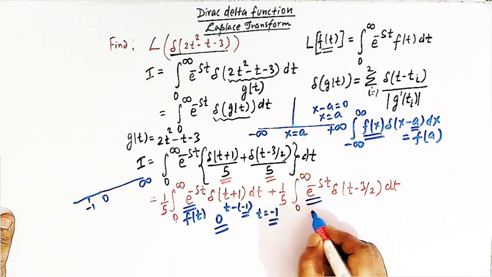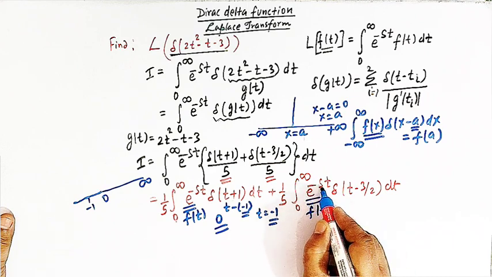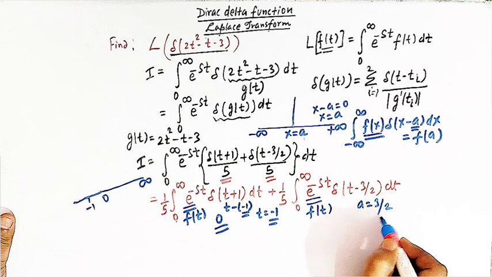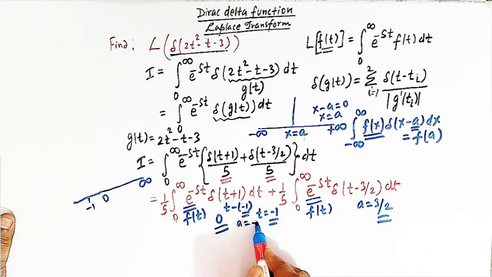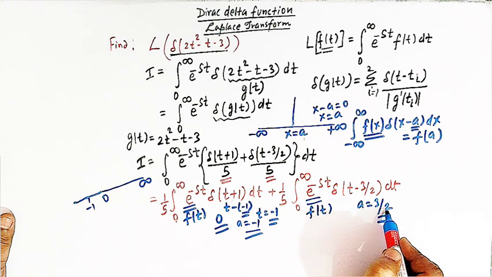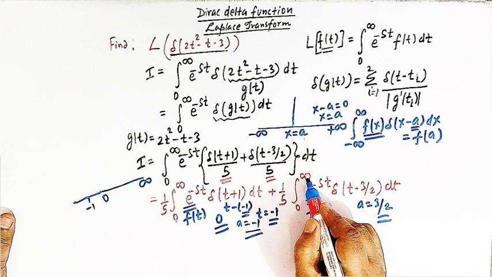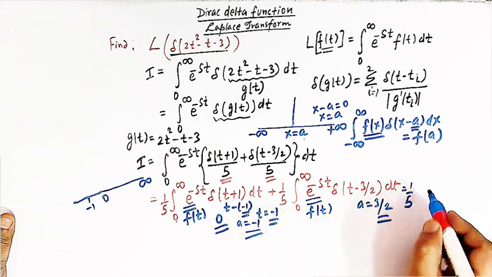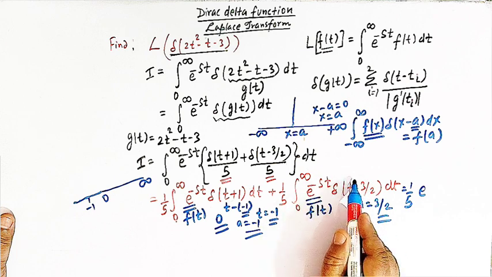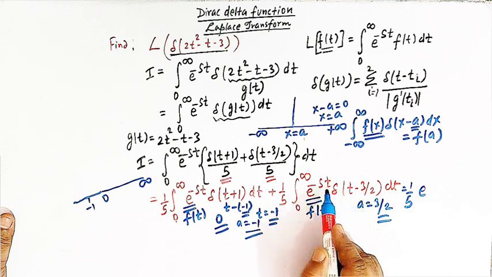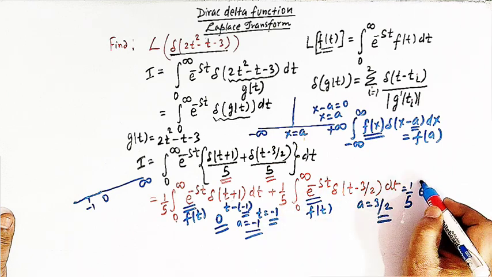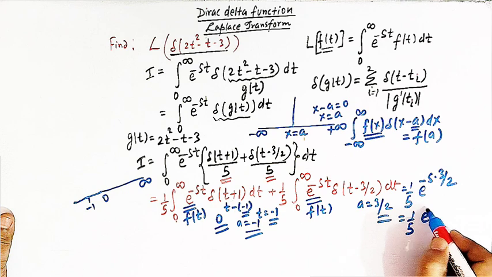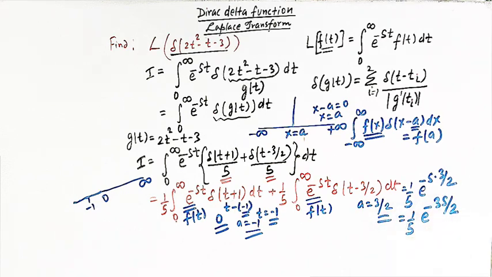So here our function f of t is given by e raised to minus st, and here the value of a is given by 3 by 2, right? Here the value of a was minus 1. So here 3 by 2 lies within 0 and infinity. So the value of this integral is now equal to 1 over 5. Here we have the factor 1 over 5, and the value of this integral can be obtained by replacing t by 3 by 2, right? So we have minus s times 3 by 2, right? So we have 1 over 5 e raised to minus 3s over 2.